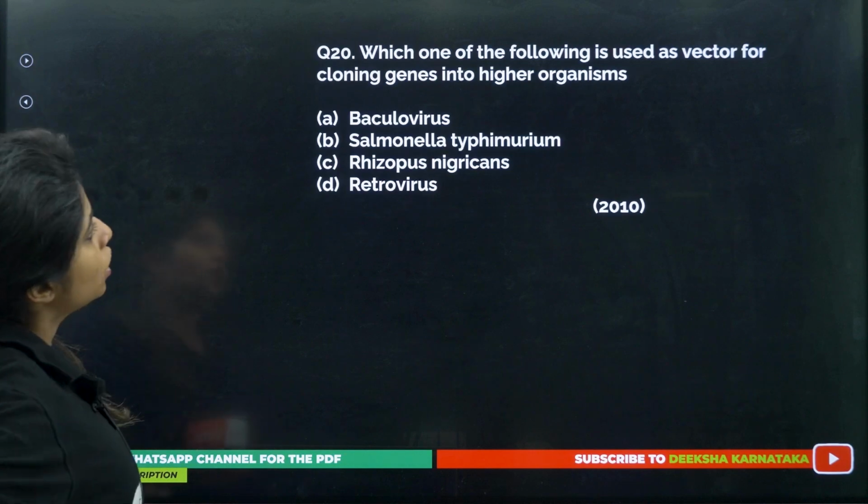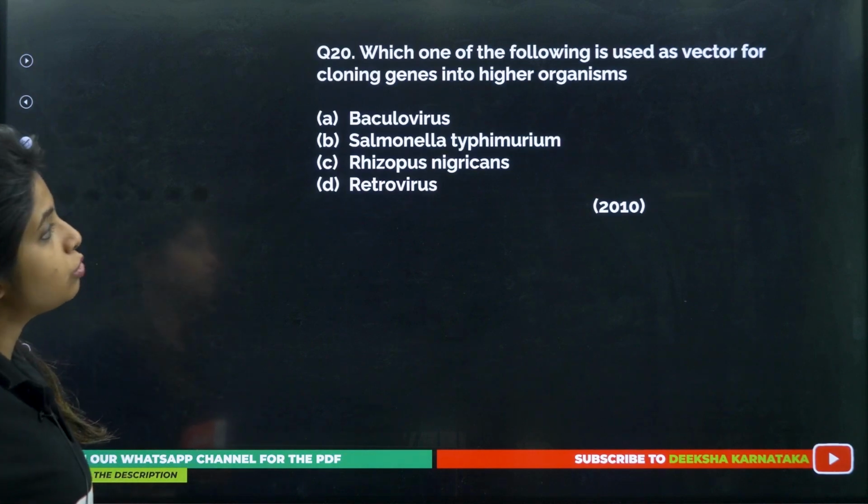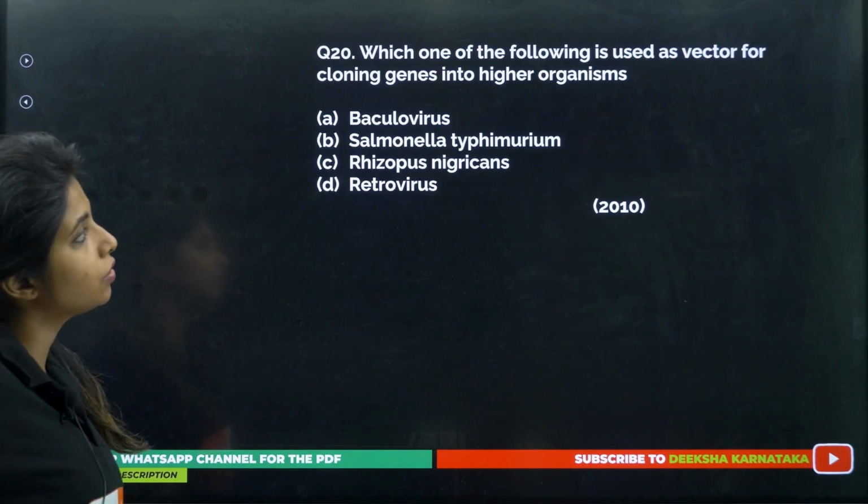Now next question. Question number 20. Which one of the following is used as a vector for cloning genes in higher organisms?